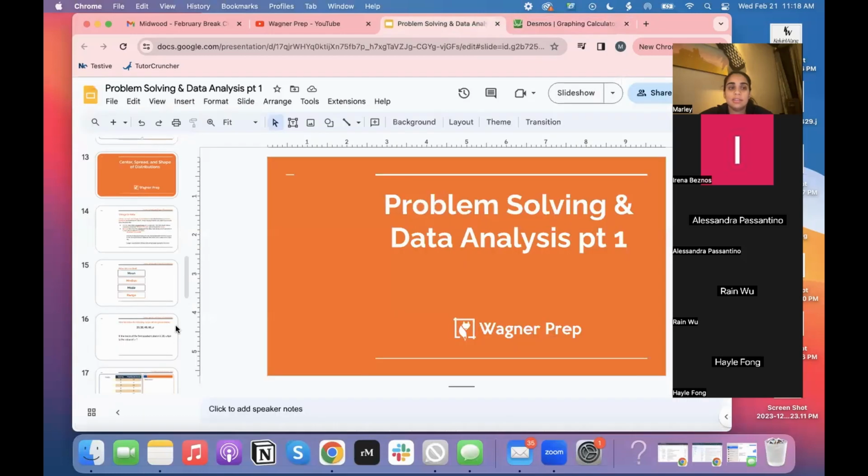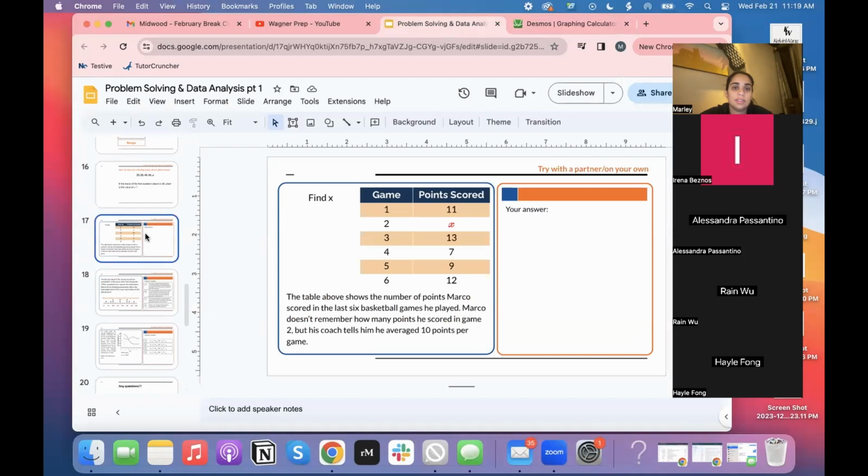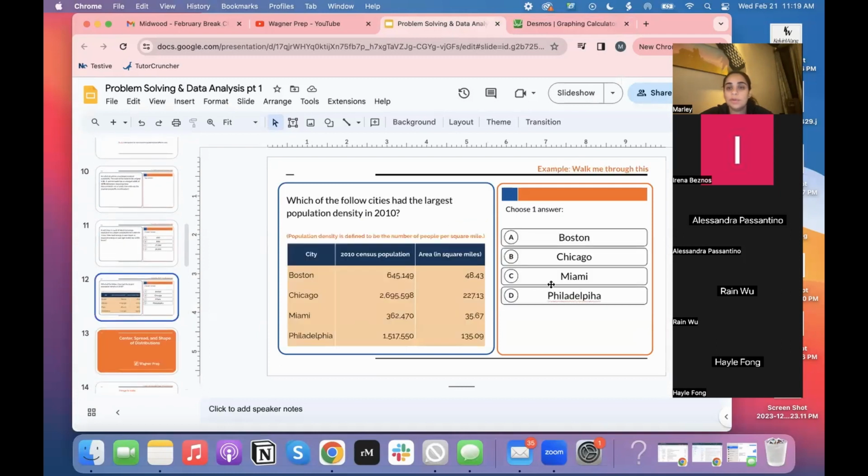So the answer is, where is this one? Sorry. It would be Boston, which was the largest.